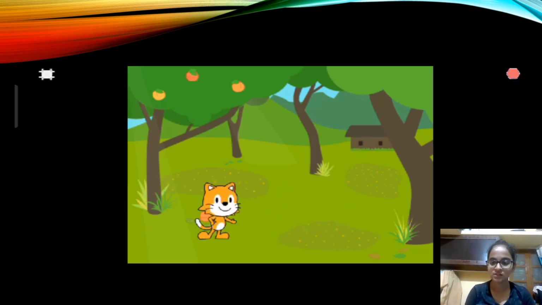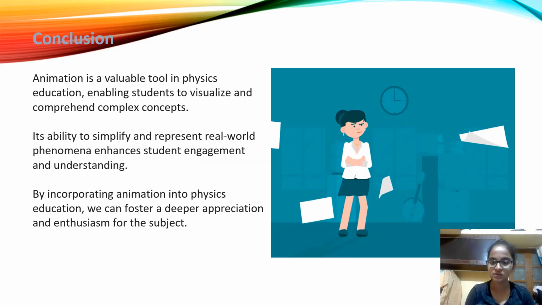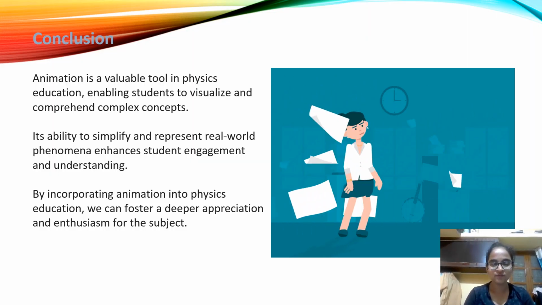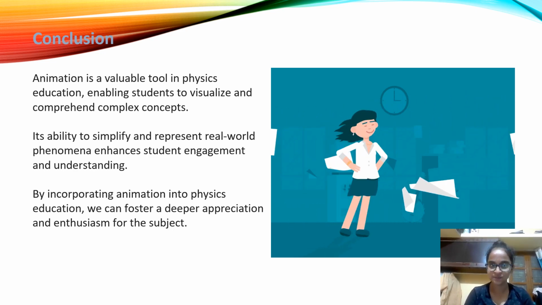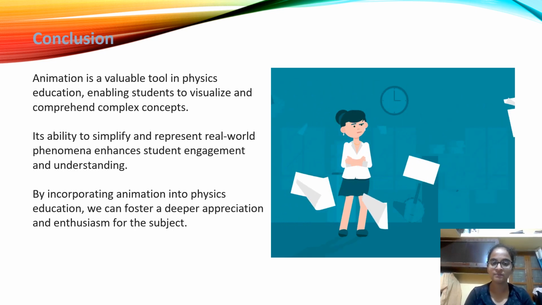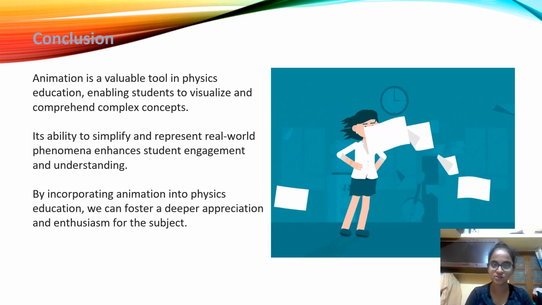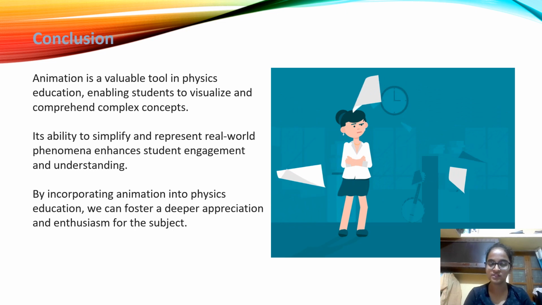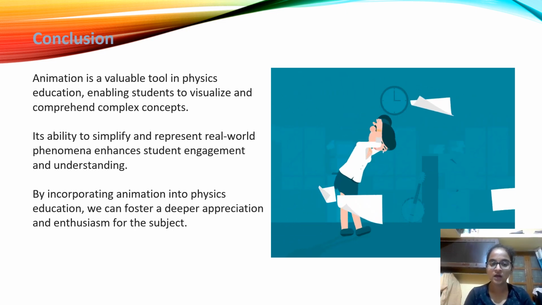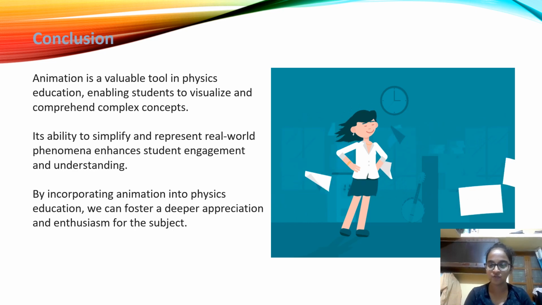So let us conclude: animation is valuable in physics education, enabling students to visualize and comprehend complex concepts. Its ability to simplify and represent real-world phenomena enhances students' engagement and understanding. So by incorporating animation into physics education, we can foster a deeper appreciation and enthusiasm for these subjects.